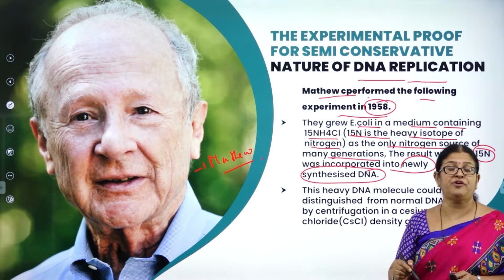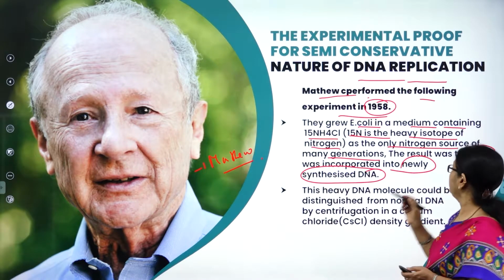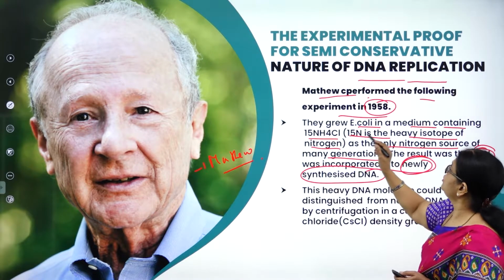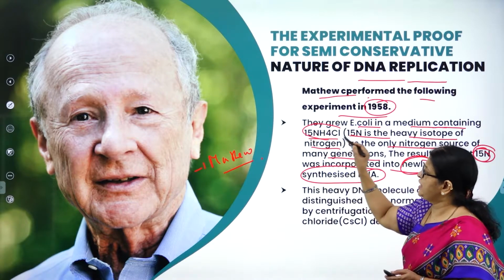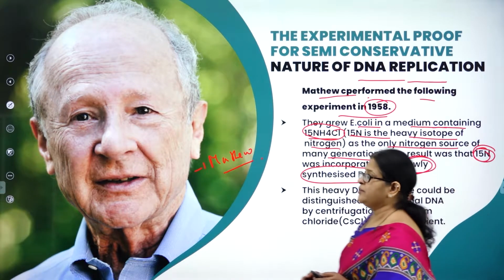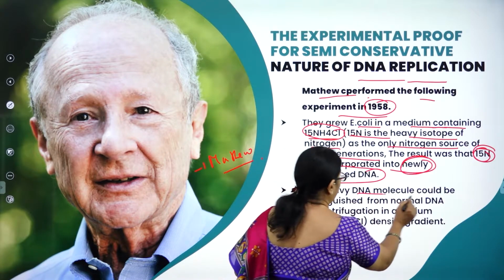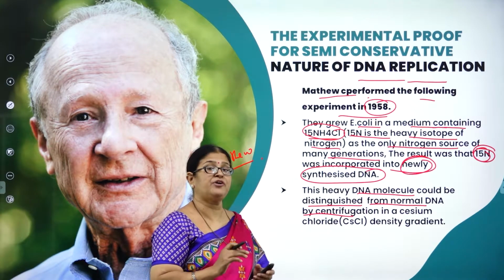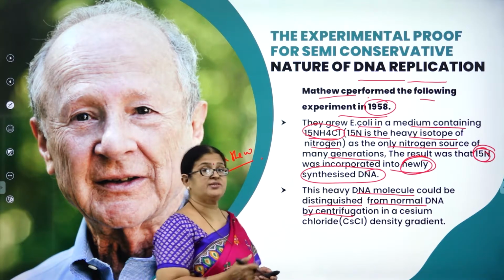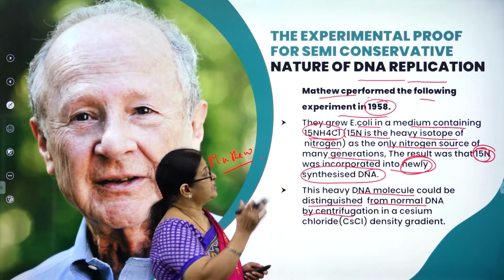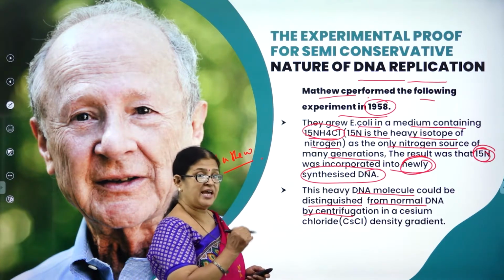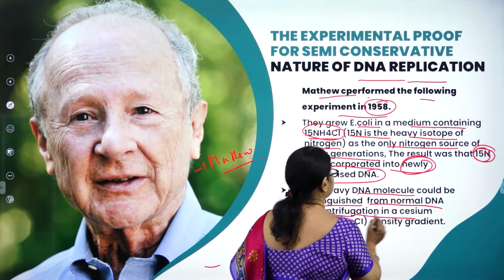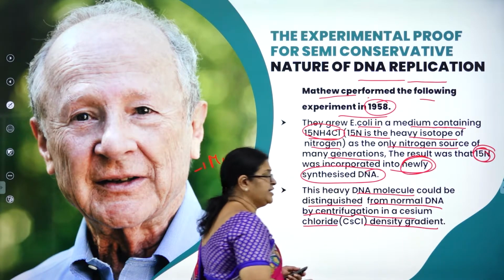How was it possible for 15N to be incorporated into the newly synthesized DNA when the cells were in a medium containing 15NH4Cl, ammonium chloride? This heavy DNA molecule could be distinguished from the normal DNA by centrifugation. How was it possible to differentiate the newly synthesized DNA having 15N from the old DNA? The heavy DNA could be distinguished from normal DNA by centrifugation in a cesium chloride density gradient.